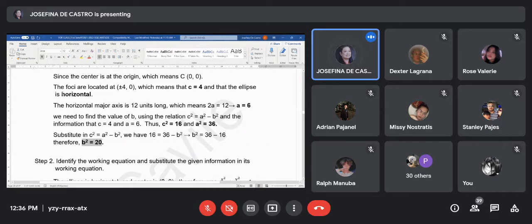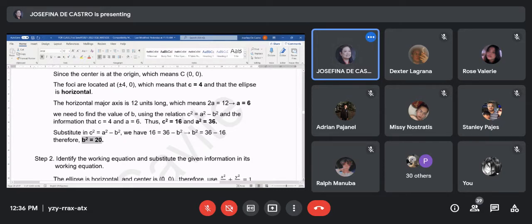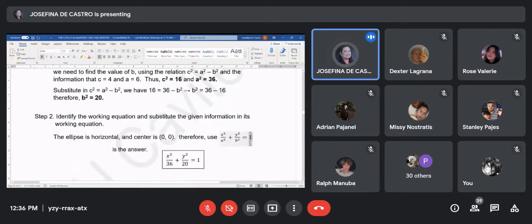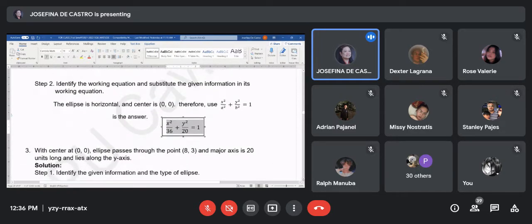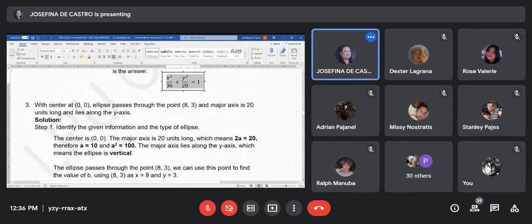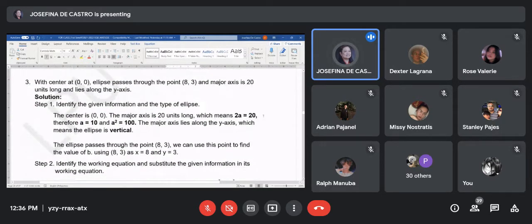And since horizontal siya, therefore, ang gagamitin mong formula ay ito, x squared over a squared plus y squared over b squared is equal to 1. Then substitute the value of a squared and b squared. This is now the equation of the ellipse. Madali lang, di ba? Okay, number 3. Any questions from number 1 and 2? Madali lang kasi yung 1 and 2.